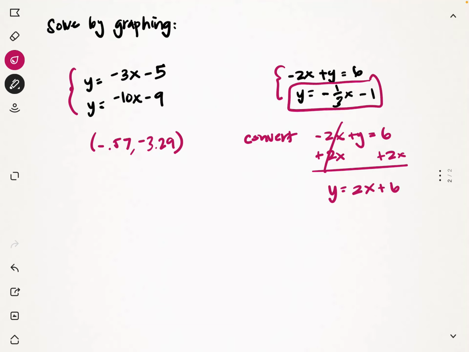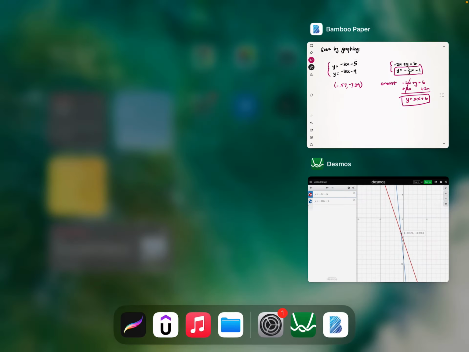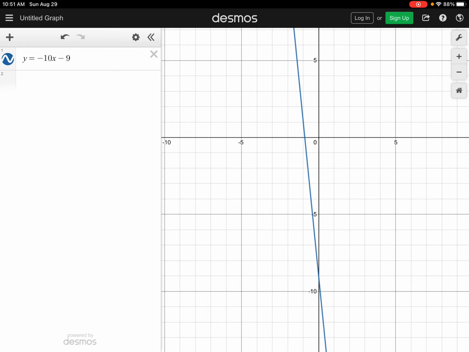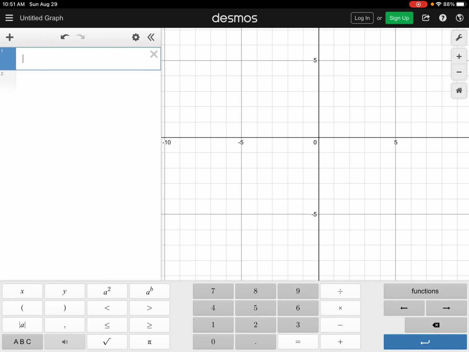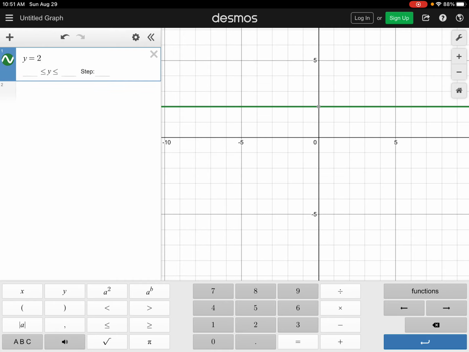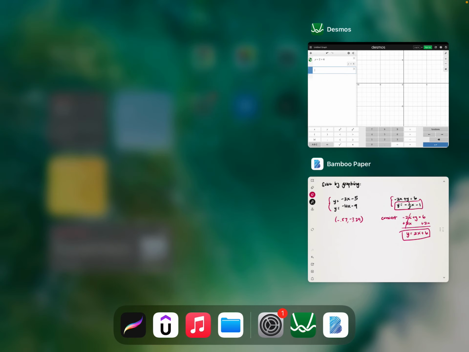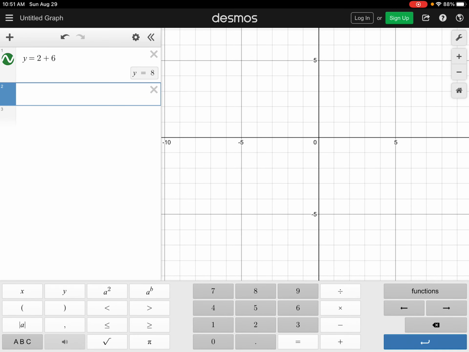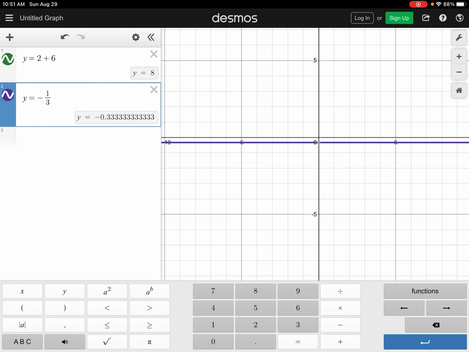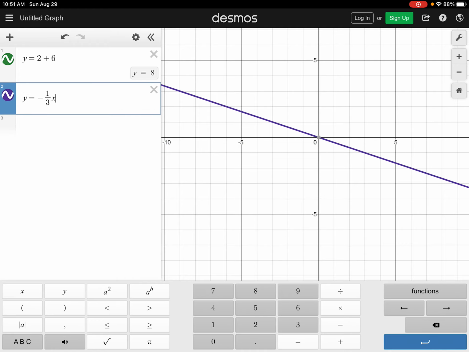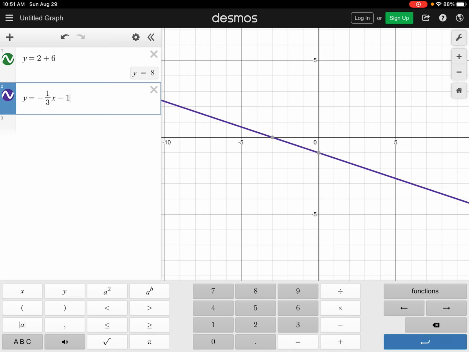So we're going to go ahead and graph this one and the one we converted. So we have y equals 2x plus 6, and then we have y equals negative 1/3 x minus 1. Oops, I forgot my x in the top.